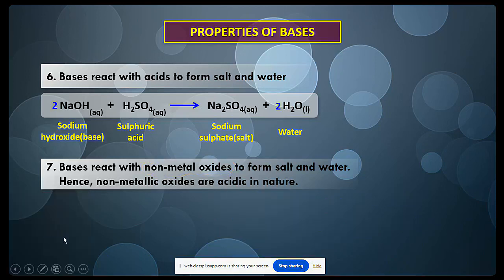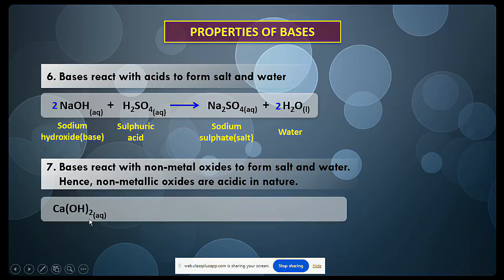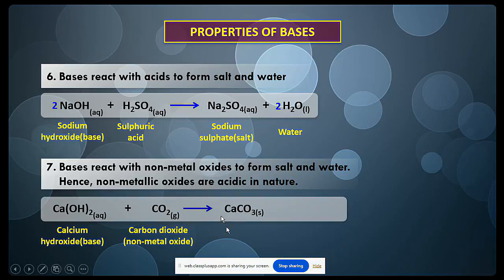See the example here. Calcium hydroxide, Ca(OH)2, which is base here, reacting with carbon dioxide, CO2, which is a non-metal oxide, gives rise to calcium carbonate, CaCO3, which is solid in state, a salt, plus water. Here it is H2O. Salt plus water. Is it right? So this is also a type of reaction where non-metal oxides behave as acidic in nature. Is it clear?